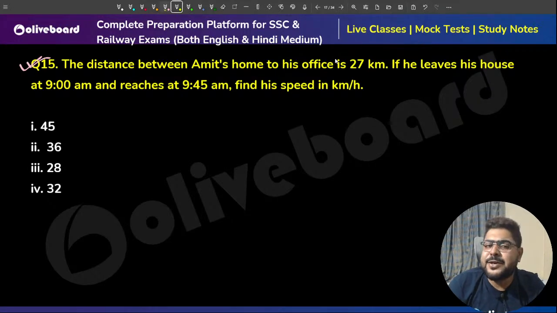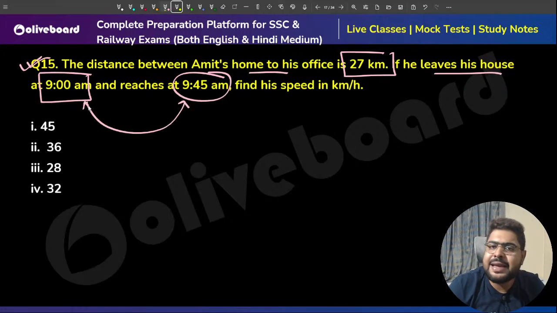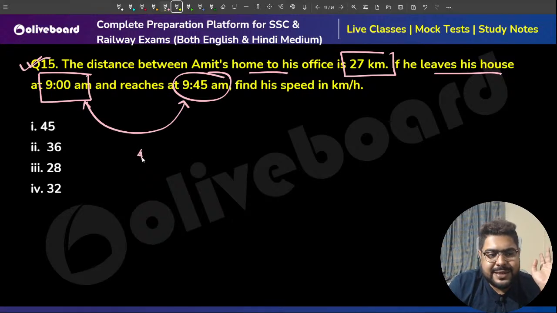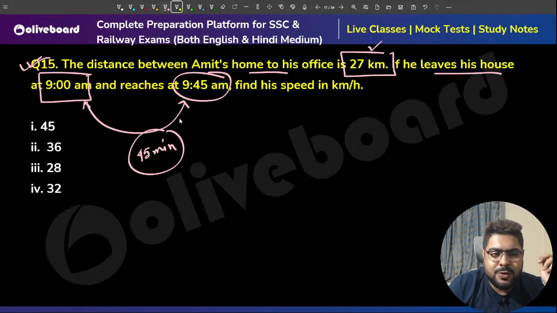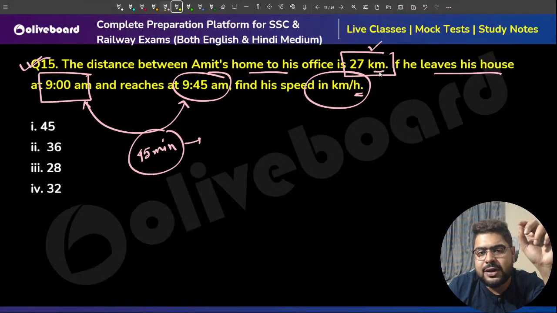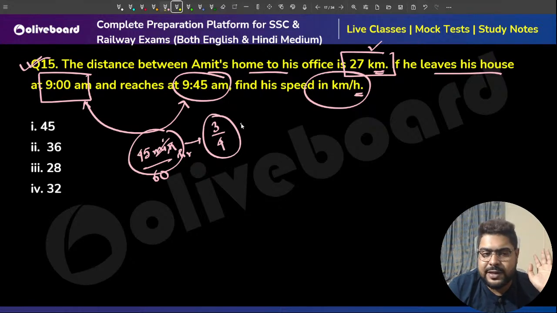The distance between Amit's home to his office is this. If he leaves his house at 9 a.m. and reaches at this time, how much time is he taking? Sir, 45 minutes. So I know the distance and the time, I need the speed. But kilometer per hour means I have to convert this into hours. The distance is already in kilometers. So divide by 60, that will give you the time in hours. So 3 by 4.